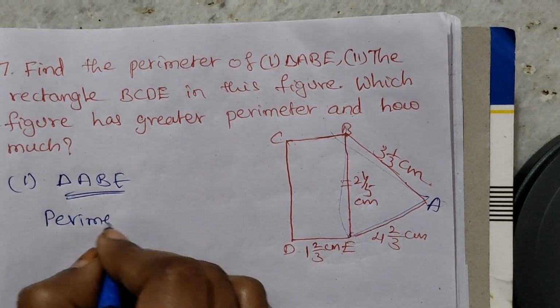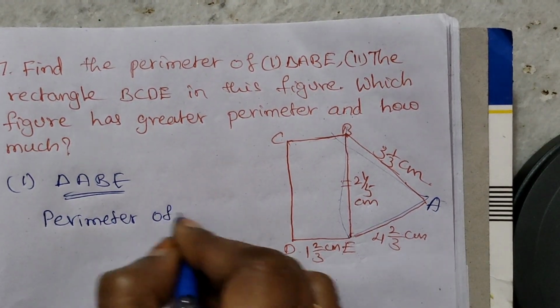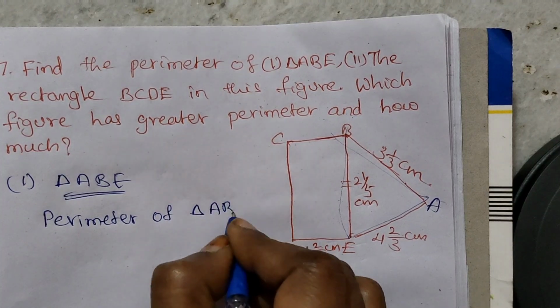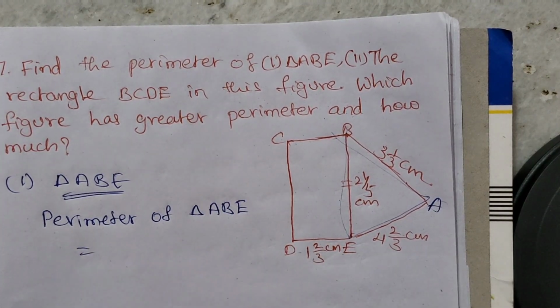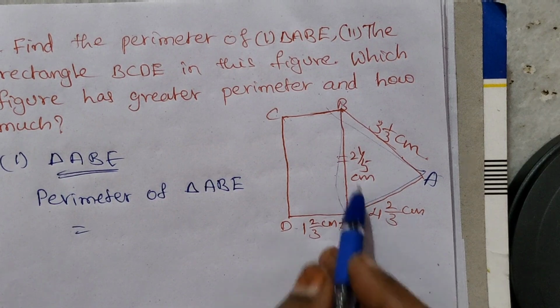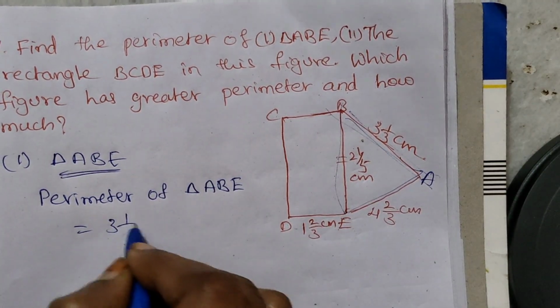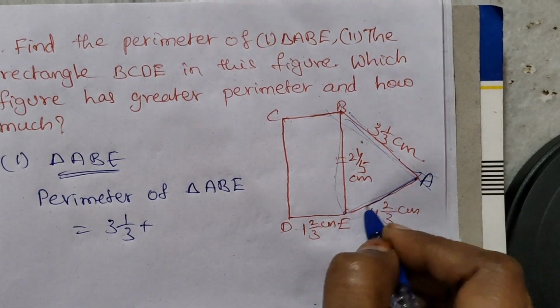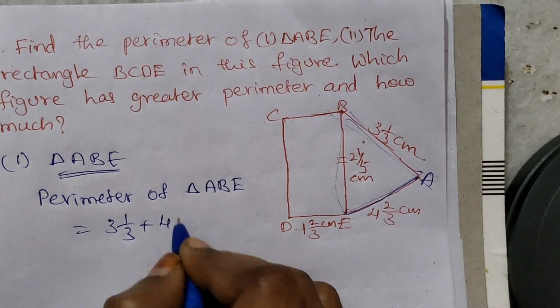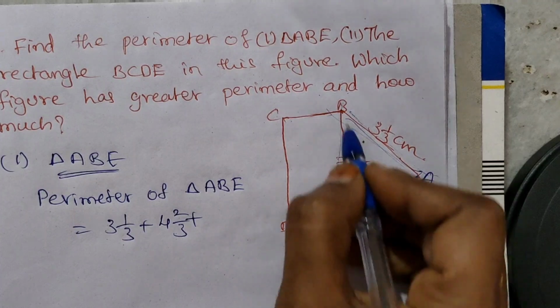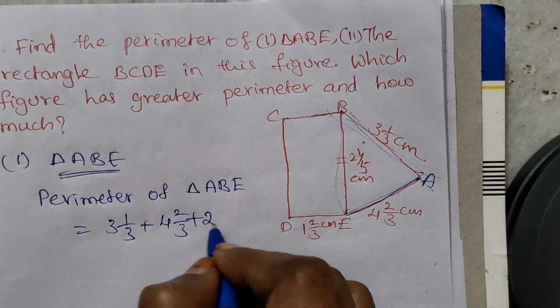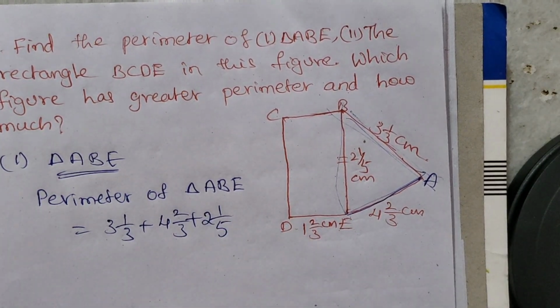Perimeter of triangle ABE. The length along the boundary is called the perimeter of triangle ABE. 3 1 by 3, this one, plus this one, 4 2 by 3. Next, this one, 2 1 by 5.